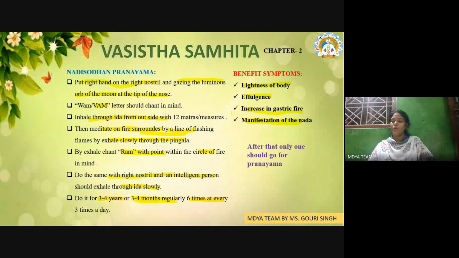Okay. After this Nadisudhi pranayam, what happens? Then only one will go for the pranayam practice. After the completion of the Nadisudhi pranayam, whenever one completes his Nadisuddhi, then one goes for the pranayam practice. Before that, one cannot attempt the pranayam practice. Okay, all of you clear?